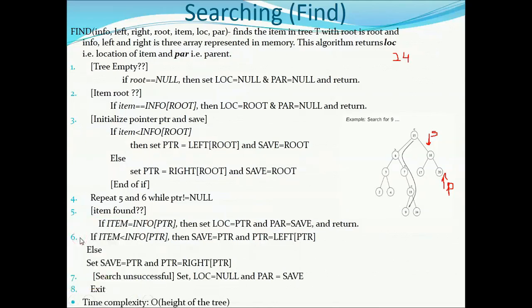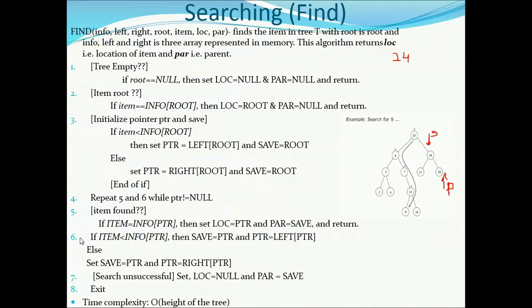Now, again, what is the current PTR? PTR is not null. Okay. So is item equal to info of PTR? No. The PTR holds 20, I'm looking for 24, so not the case. Also, what is the item? Item is 24. What is the info of PTR? 20. So item is not less than the info of the PTR. So that part will work.